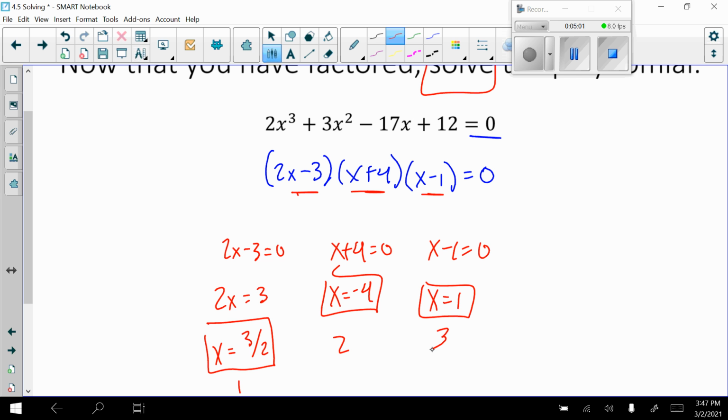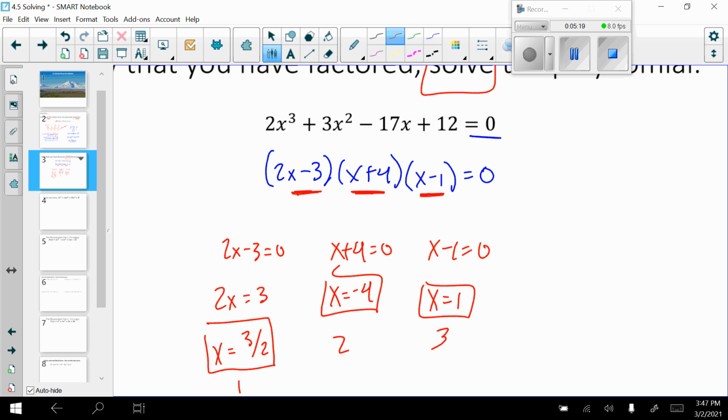I have 3 solutions. So the only new thing with solving is that after you factor, all you need to do is take all your pieces, all of your individual factors, set them equal to 0, and solve them for x. That's the only new piece.